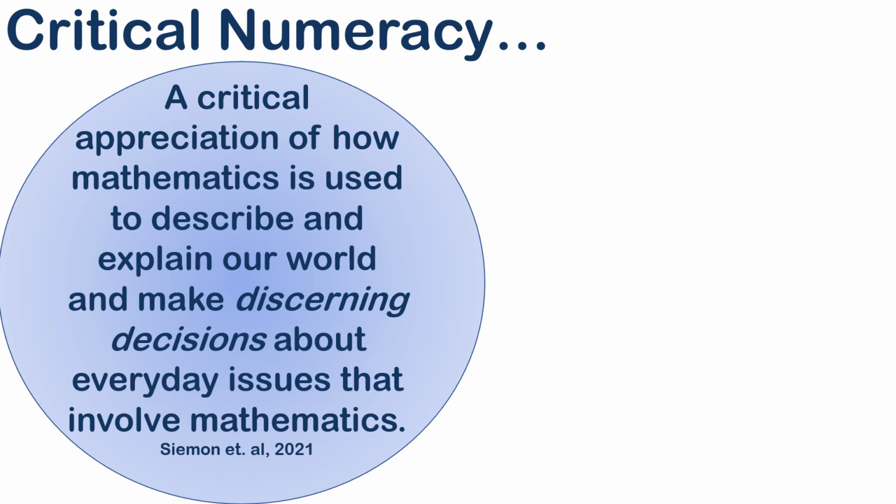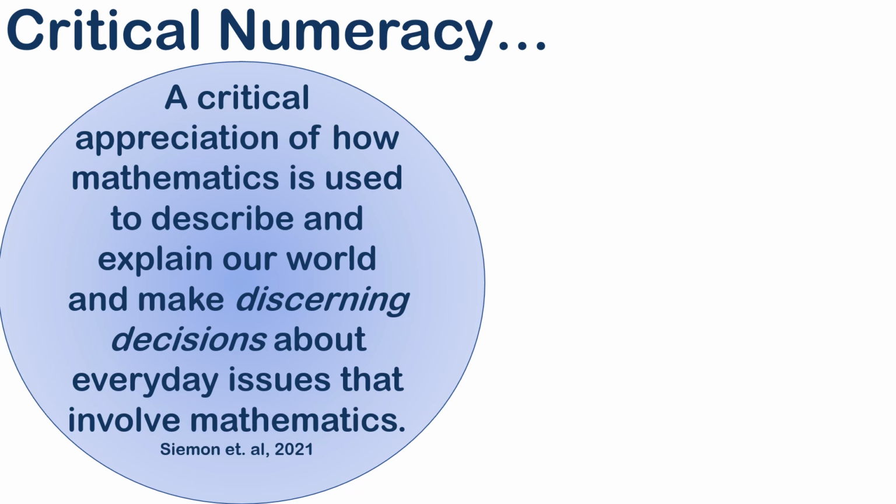So Simon talks about, in 2021, critical numeracy. So what's critical numeracy? A critical appreciation of how mathematics is used to describe and explain the world and make discerning decisions about everyday issues that involve mathematics. So let's look at some of the key words in this definition. It's a critical appreciation. Appreciation is really important because that means we understand and can apply a value to it, I suppose. We don't always have to like something in appreciation, but a critical appreciation just means that we can acknowledge that something's going on that's quite amazing, if you like.